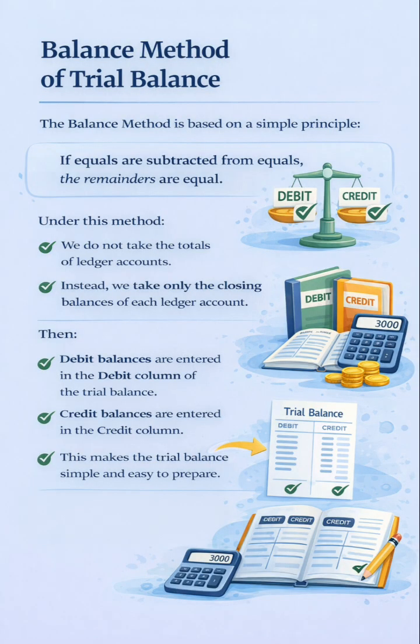Balance method of trial balance. The balance method is based on a simple principle. If equals are subtracted from equals, the remainders are equal. Under this method, we do not take the totals of ledger accounts. Instead, we take only the closing balances of each ledger account. Then, debit balances are entered in the debit column of the trial balance. Credit balances are entered in the credit column. This makes the trial balance simple and easy to prepare.